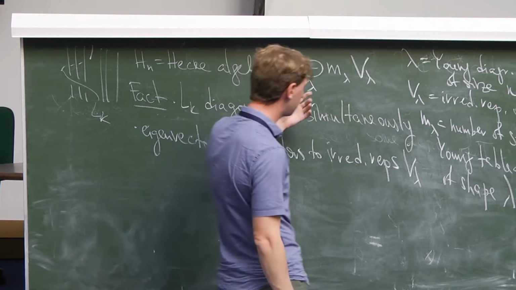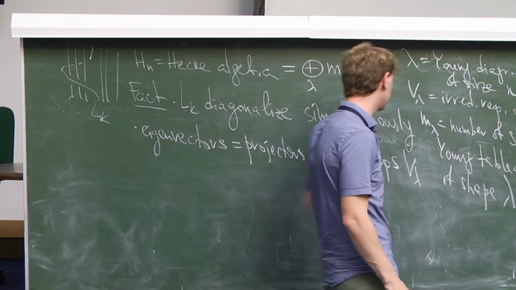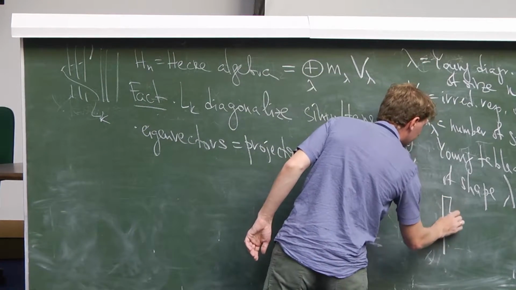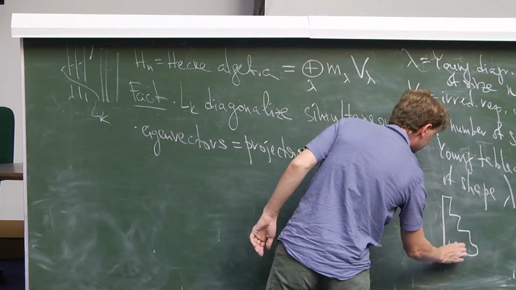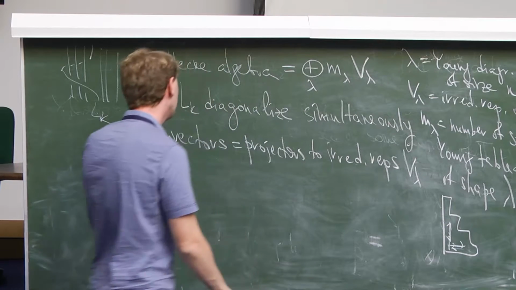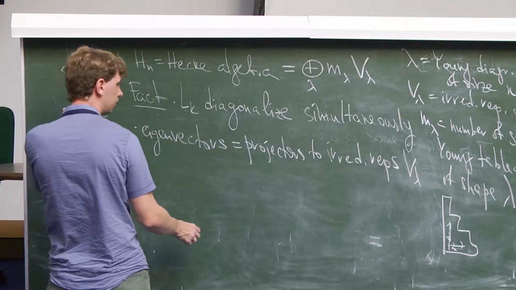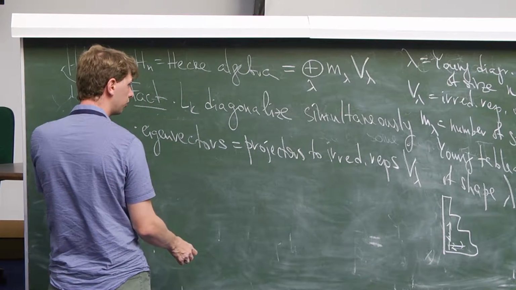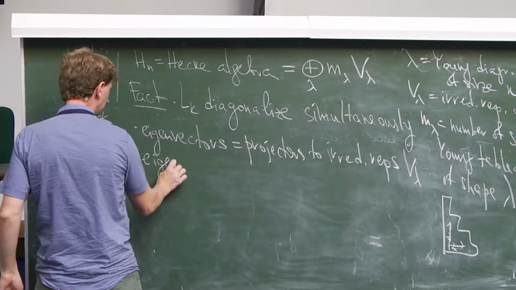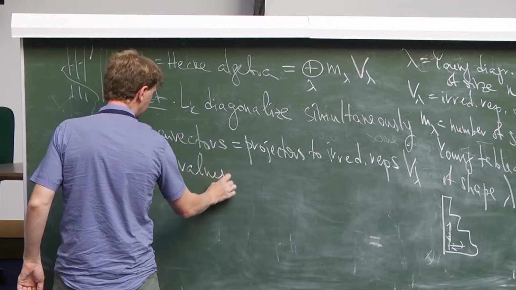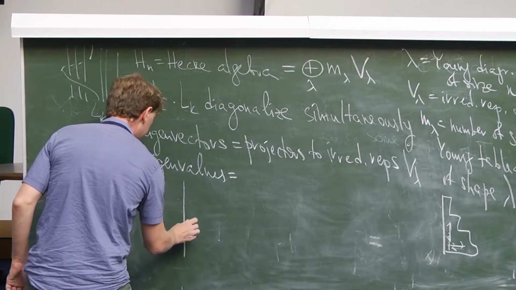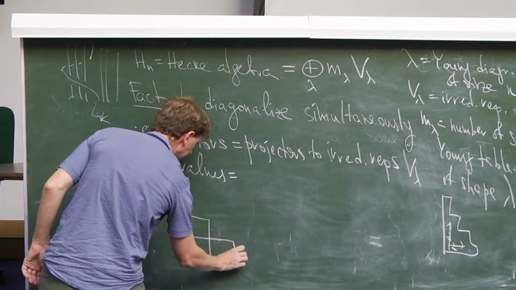And so there are as many projectors as standard Young tableaux. A standard Young tableau is a way to fill a Young diagram with numbers, so they increase this way and this way. And so the eigenvalues are the following. You have this tableau, so let me draw an example.